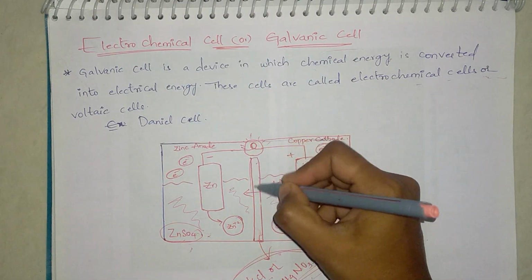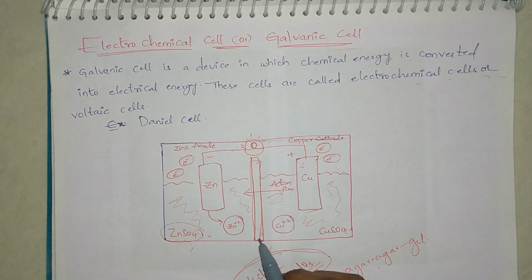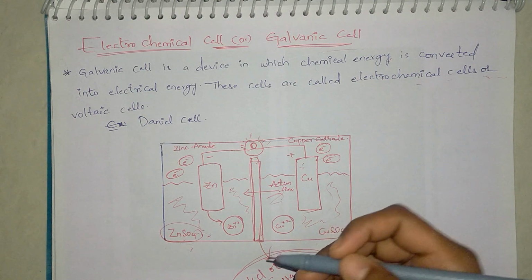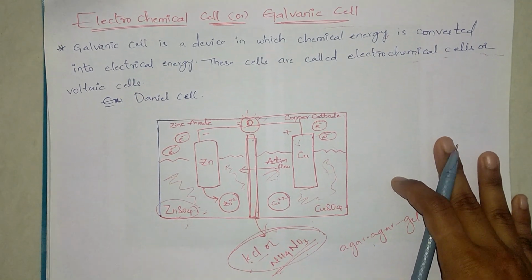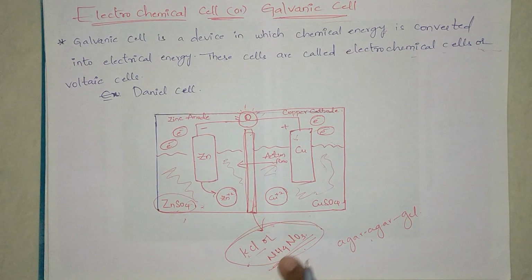Okay, this acts as a separator as well. These are the main key points. You will get 2-mark questions also, like what is the use of a salt bridge and what it is made up of. So you will get those questions as well. The salt bridge is made up of KCl or NH4NO3, which is dipped in agar-agar gel.